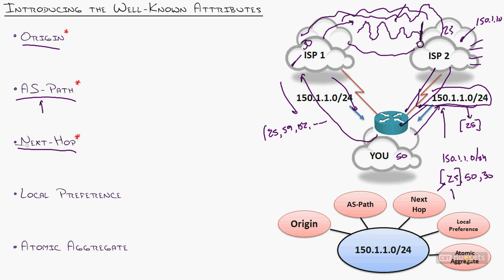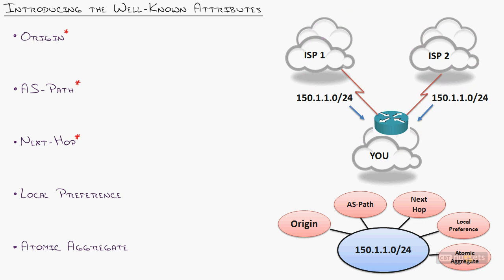Next hop. Now, this is an attribute, but not really used to break ties by any means. It is what it sounds like it is. The next hop attribute is sent to say, this is how you get there. So I'm advertising 150.1.1.0 to you. My IP address here is 1.5.9.22. So that will be the next hop attribute that you use.